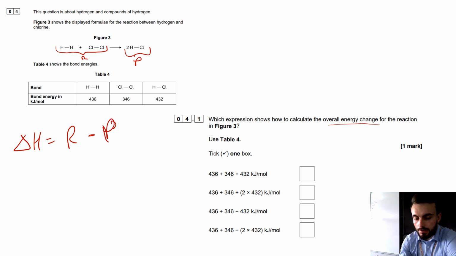The way we work out the reactants, so we've got the energy for the HH bond, there's only one of them, so we've got 436, and the energy for the ClCl bond is 346. It's going to be those 2 added together to get the reactants, and we're going to take away the energy from the HCl bond, which is 432. However, there are 2 of them, so we're going to have to times that number by 2. So the answer is the bottom box.